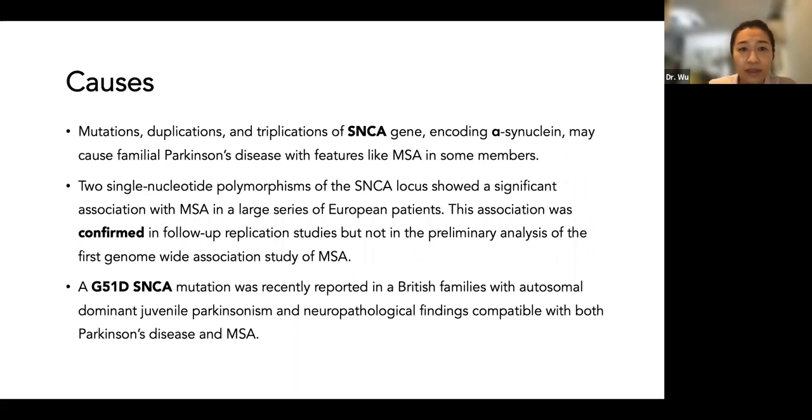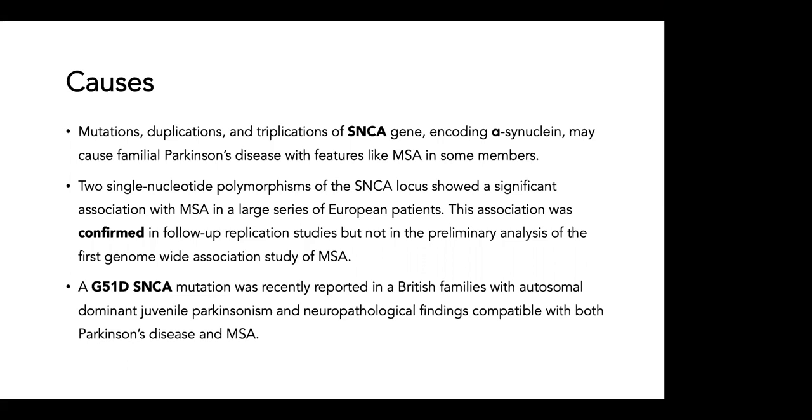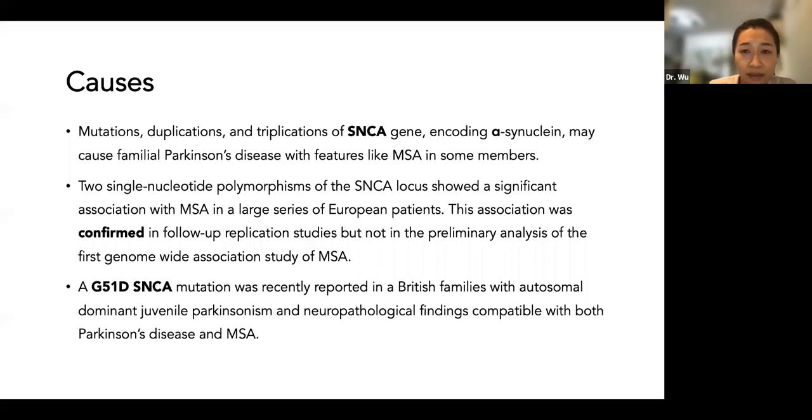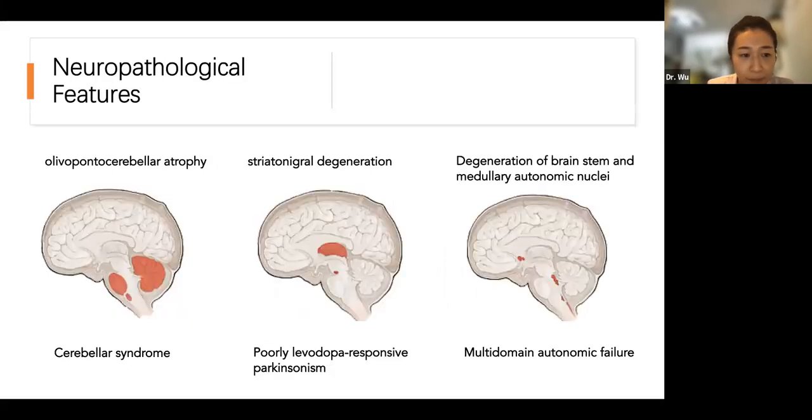Two single nucleotide polymorphisms of the SNCA locus show a significant association with MSA in a large series of European patients. This association was confirmed in follow-up replication studies of MSA. And besides, a G55D SNCA mutation was recently reported in British families with autosomal dominant juvenile Parkinsonism and neuropathological findings compatible with both Parkinson's disease and MSA.